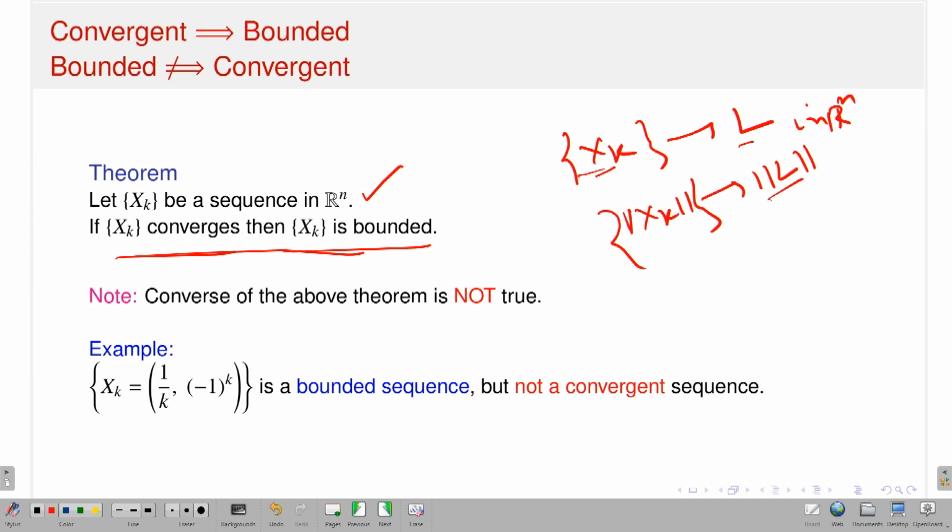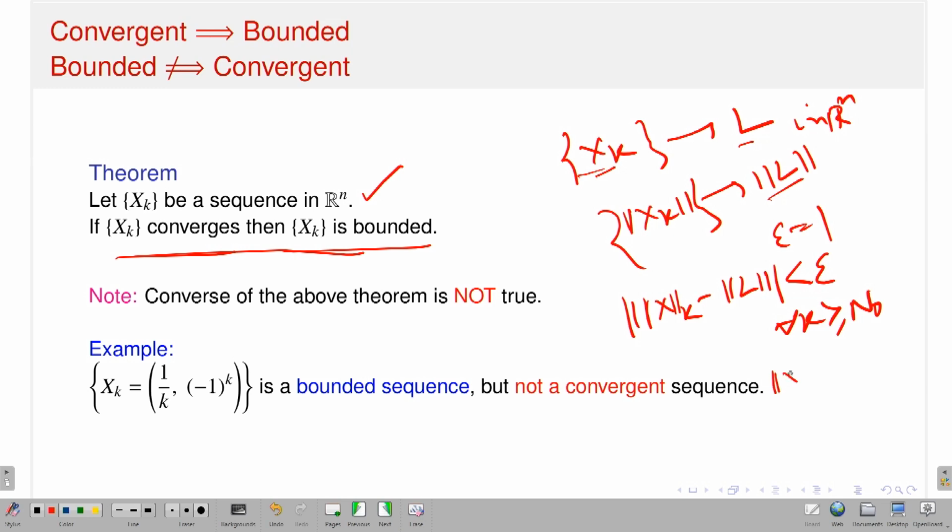Why? Since norm of Xk converges to norm of L, I can say that given epsilon equal to 1, I can make the distance between norm of Xk and norm of L less than epsilon for all k greater than or equal to some natural number n naught. That I can do because of the convergence of the sequence norm of Xk to norm of L. Okay. So, therefore, what will I have?